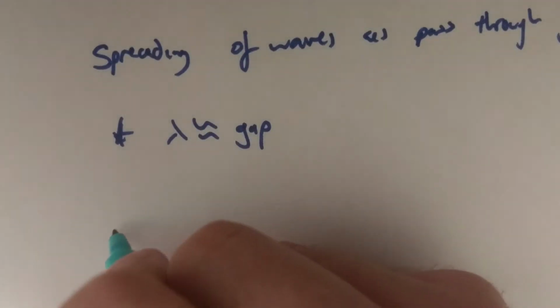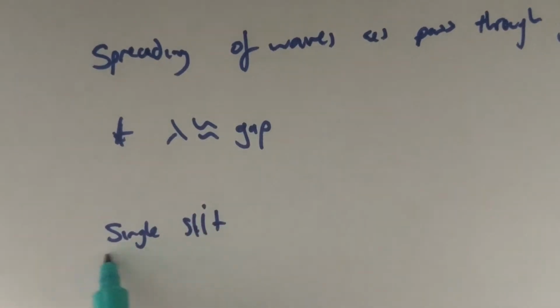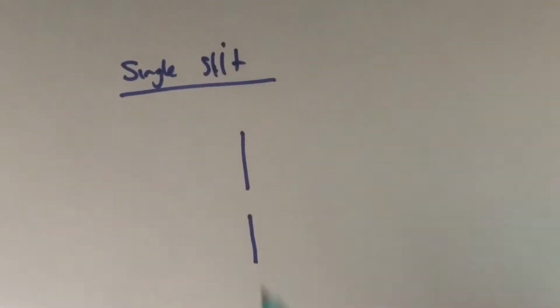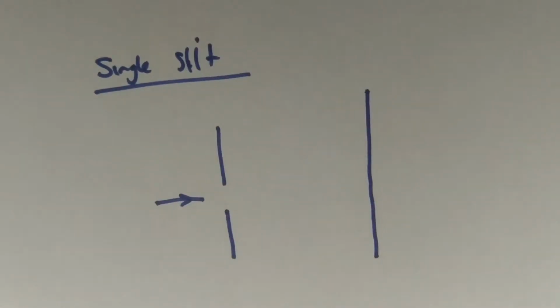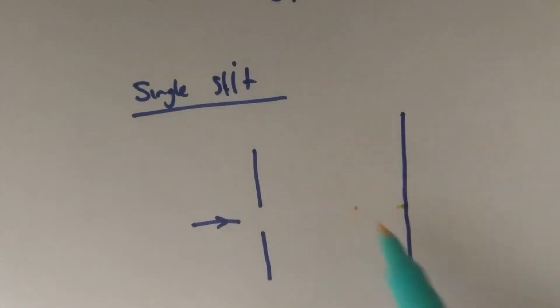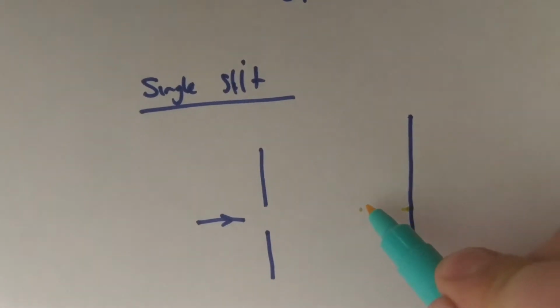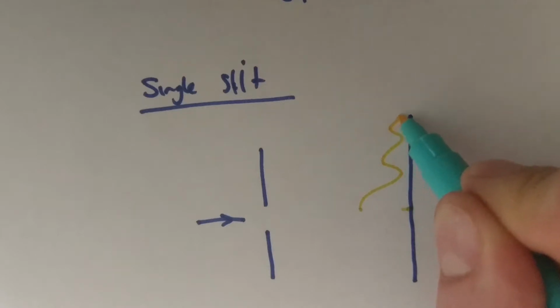So for diffraction, in this example, we're just going to look at what happens with our single slit. We've got a single slit, the wave's coming in this direction, and we've got a screen along the back. And what we see directly opposite the slit is we get a maxima. This maxima will be the most intense, and as we go away from it, it will decay like so.